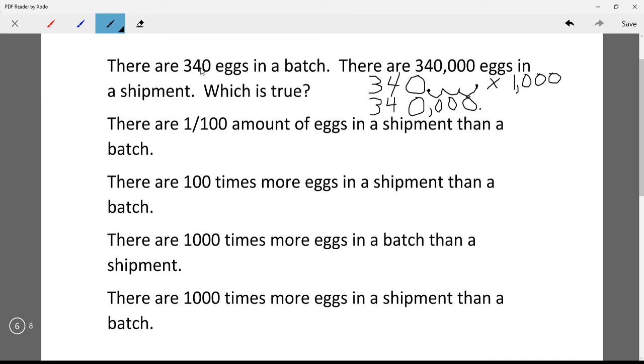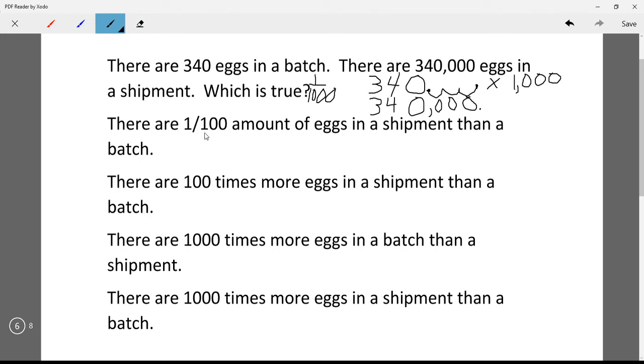So we know that there are 340 eggs in a batch. There are 340,000 eggs in a shipment. That means that there are 1,000 times more eggs in a shipment than a batch, right? Or we could also say there are 1/1,000th, okay? Either 1/1,000th eggs in a batch than there are in a shipment.